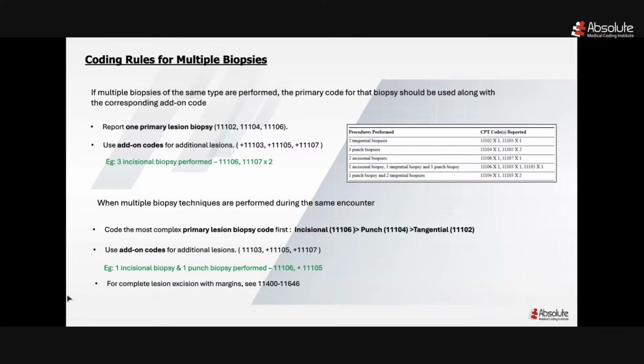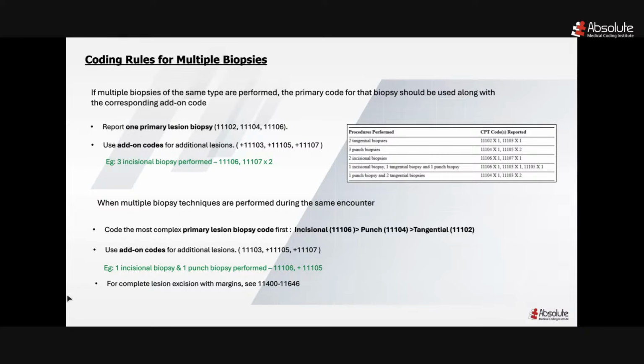So here is an example. When three incisional biopsies are performed, your code would be 11106, that is for your first lesion, and 11107 times 2, that is for your remaining two lesions.